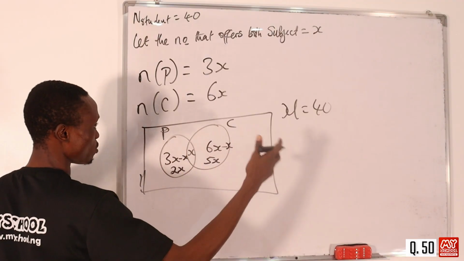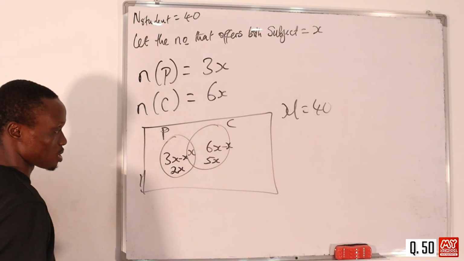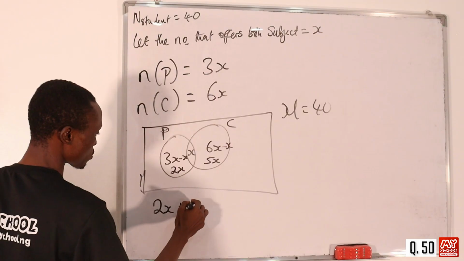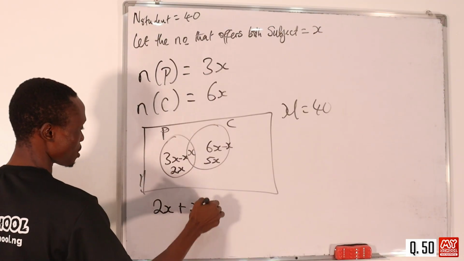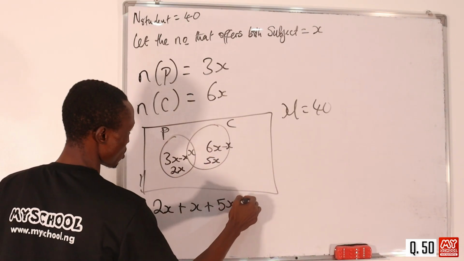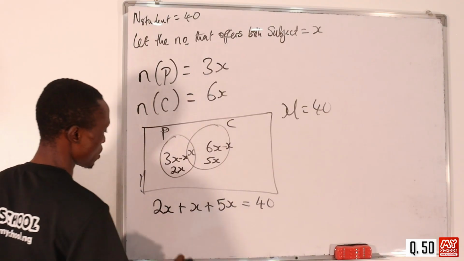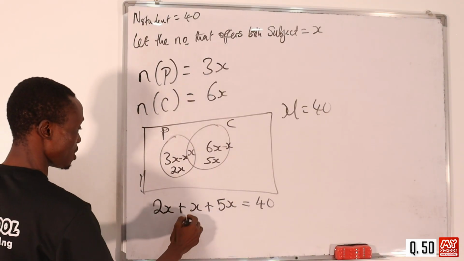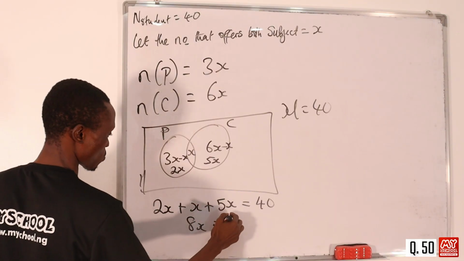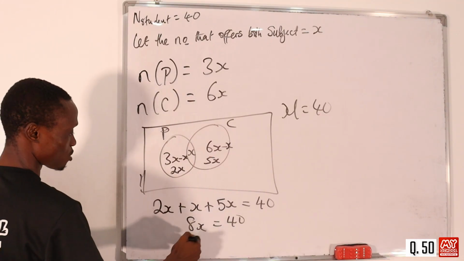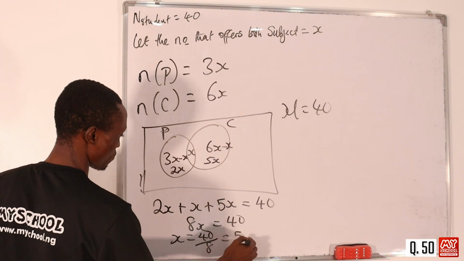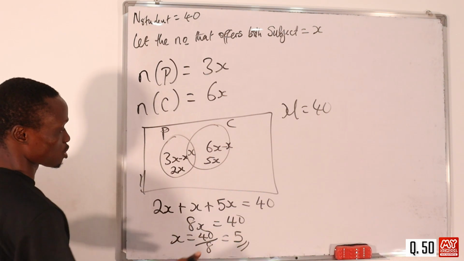So if we add those values together, it should be equal to the number of students in the class. So here we'll have 2x, meaning those that offer physics only, plus those that offer both subjects, then plus those that offer chemistry only, which is 5x. So everything will be equal to 40, right? So if we add this together, we'll have 8x. 2x plus x is 3x, plus 5x, 8x is equal to 40. So we can get the value of x. So x is equal to 40 divided by 8, and this will be equal to 5. Okay, so the number of students that offer both subjects is equal to 5.